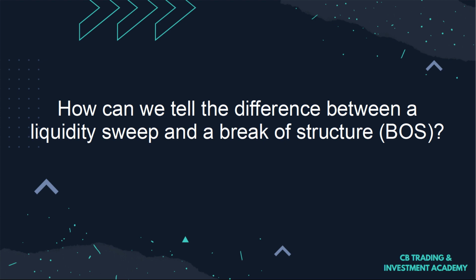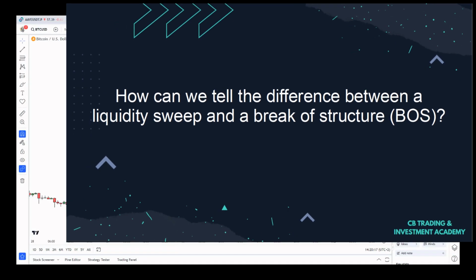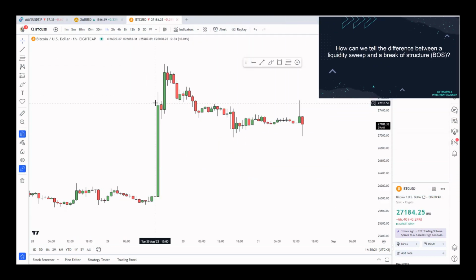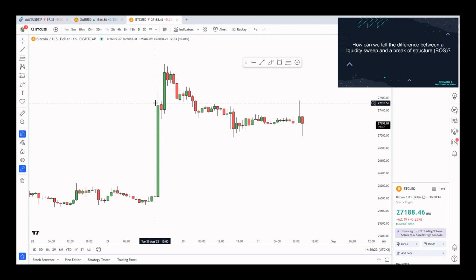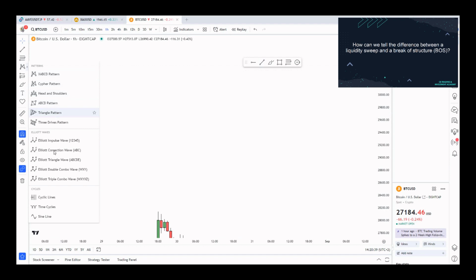A liquidity sweep just means taking liquidity and going back in the direction of the trend. And a break of structure is actually forming the next lower low, lower high, so these are two different things. Let's see, I can draw a path.